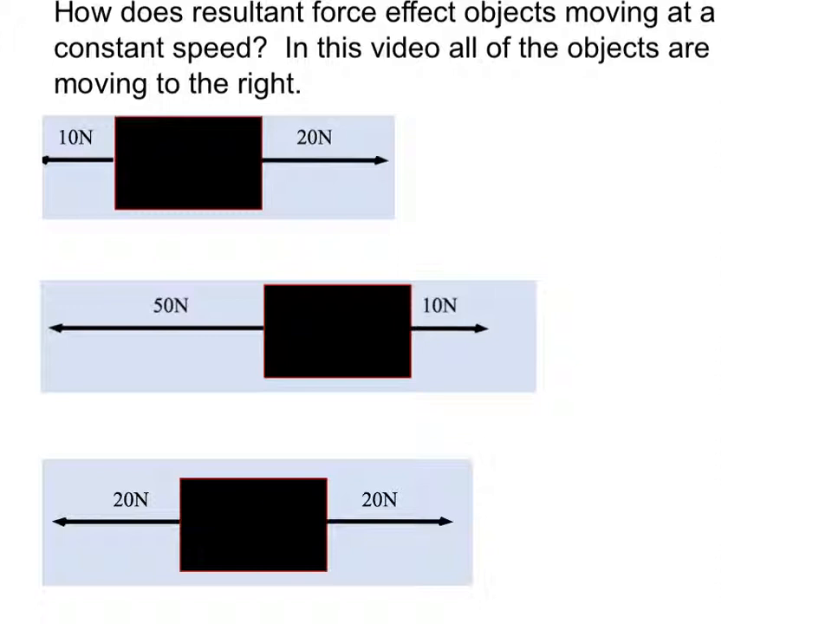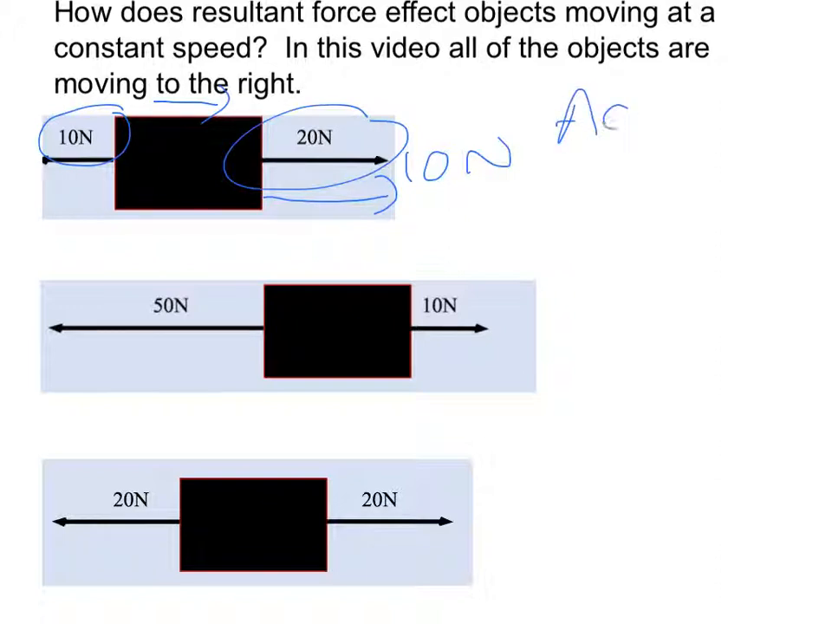So for the first one, you can see that we've got 10 newtons acting backwards and 20 newtons acting forwards, which means we have a resultant force of 10 newtons, which is 20 minus 10, going in the forward direction, as this object is moving to the right. So if it's moving to the right but still has resultant force acting to the right, which is in the same direction, then this object must be accelerating. So it's going to get faster, it's going to speed up. So the object is accelerating. It's speeding up and getting faster.